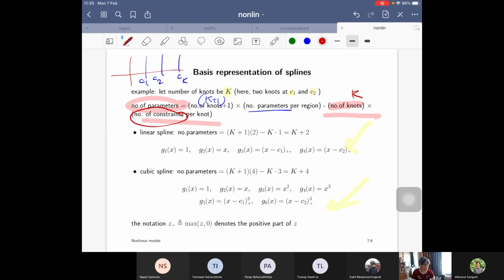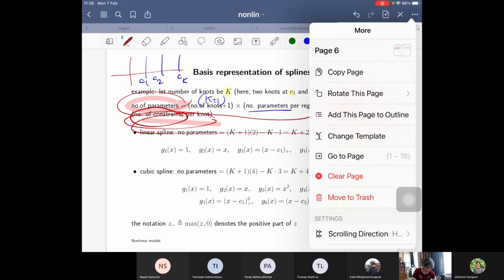Everyone follow here? This is very straightforward. How many knots you have and how many constraints per knot you have. With this multiplication, that is the degrees of freedom you lose. And that on the left-hand side is the total parameter count.